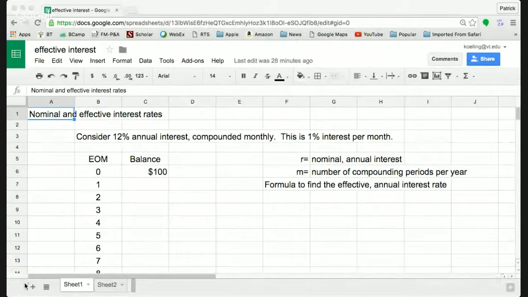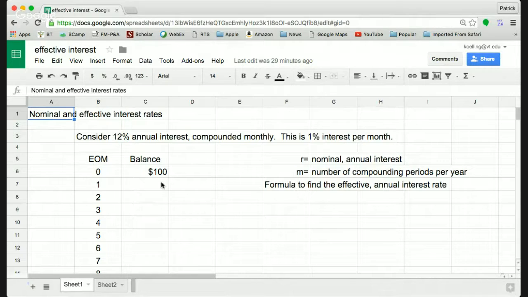Okay, there we have the spreadsheet called effective interest, and this is nominal and effective interest rates. I want to start just by going through a quick problem here. First, let's consider 12% annual interest, but the compounding is monthly. If we take the 12% and divide it by the number of months in a year, which is 12, we find that this is 1% interest per month.